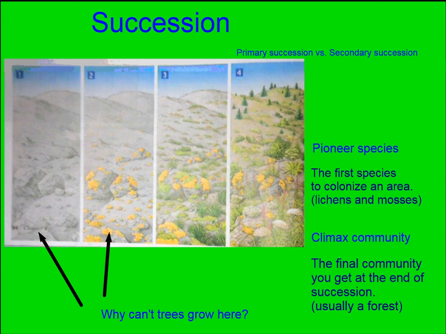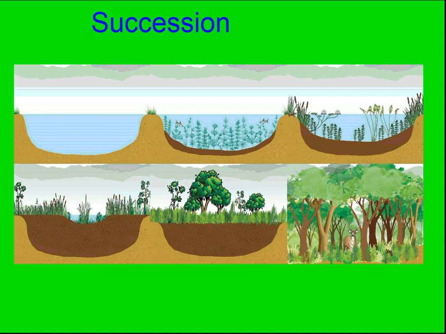Now, you can't start out with the trees because there's no soil. Again, the plants help to create the soil, which is what drives the succession. Here's another example of succession where a pond slowly fills in with sediments over time. One community replaces another as this ecosystem changes.